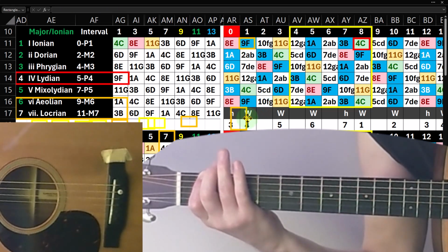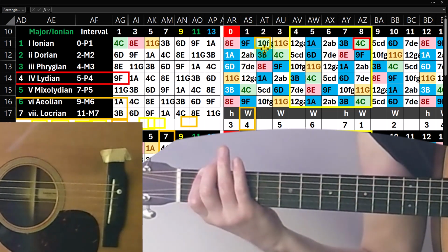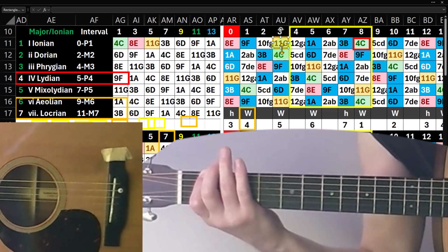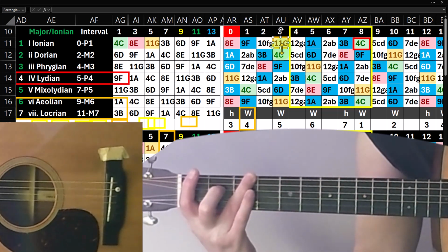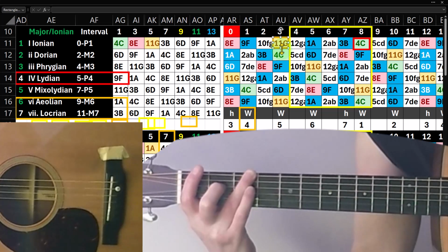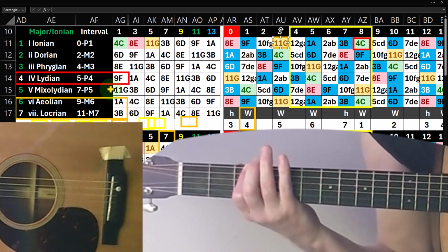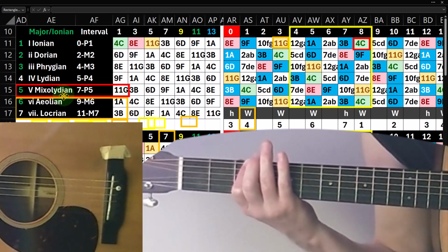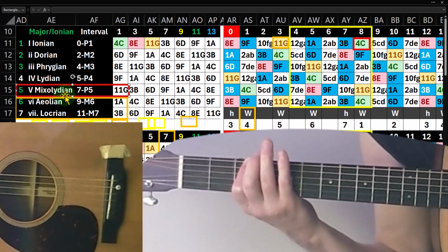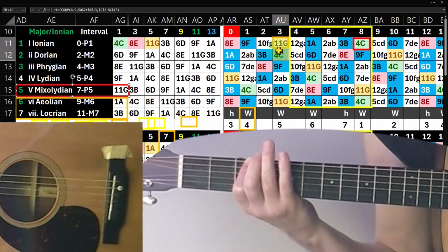We're going to go from the 4th to the 5th. Going from the 4th to the 5th is a whole step. The fourth of the major scale to the fifth of the major scale is a whole step, bringing us to the G. If I look at it this way, we're going from absolute mode number 4 to absolute mode number 5. In other words, Lydian to Mixolydian. You can see the Mixolydian is going to be here.